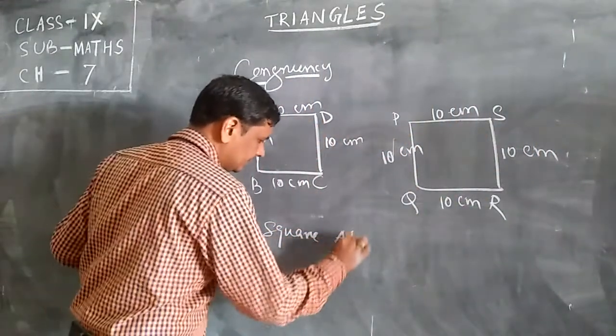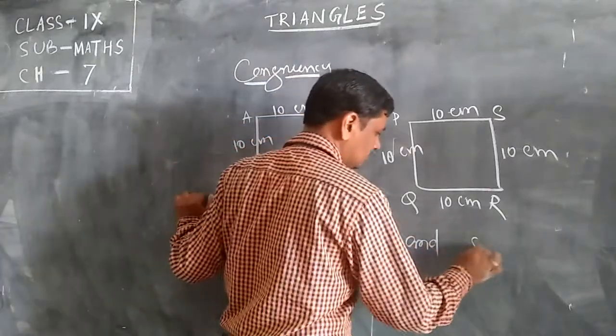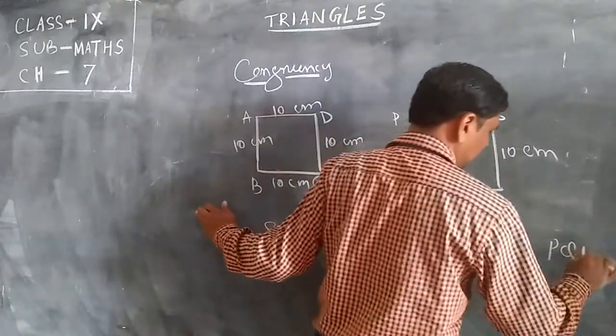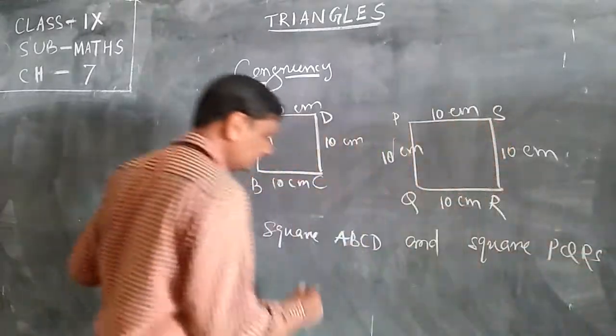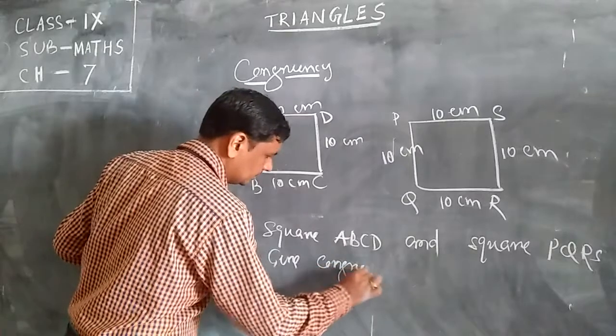Here square ABCD and square PQRS are congruent.